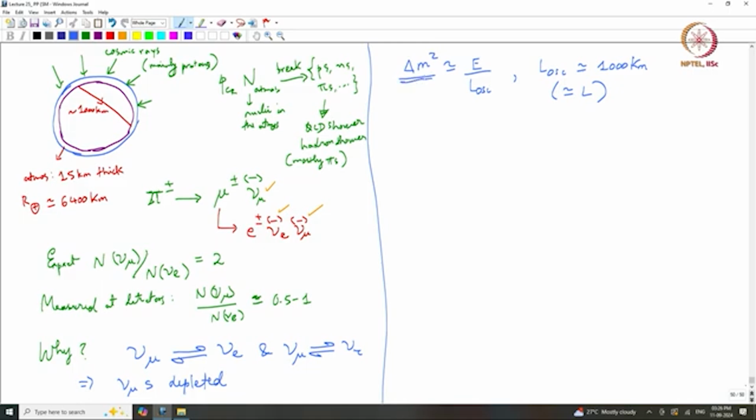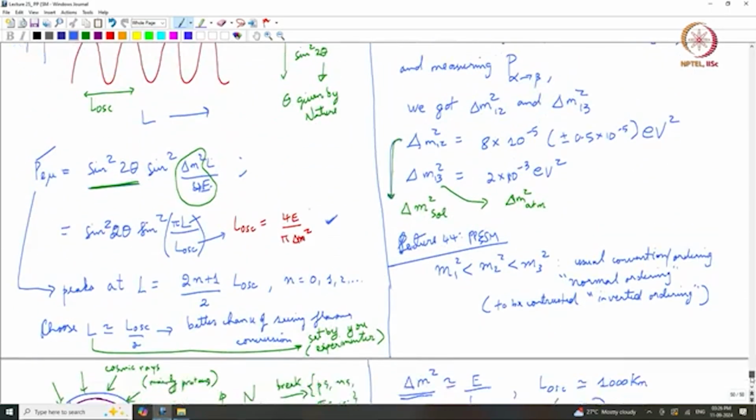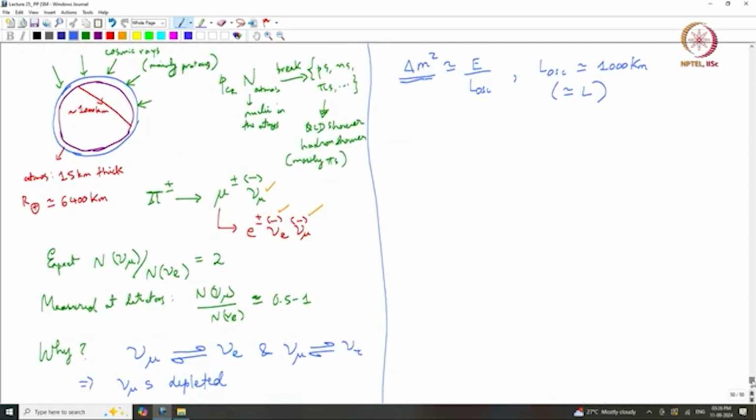Is that clear? It all comes down to maximizing the probability of conversion that we can measure. So we have to choose L oscillation and energy accordingly. Okay, so let's see if this really works out.